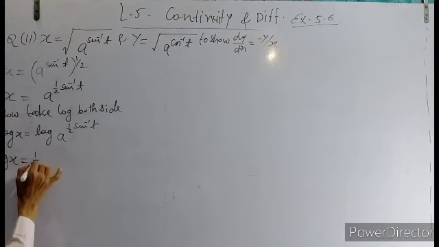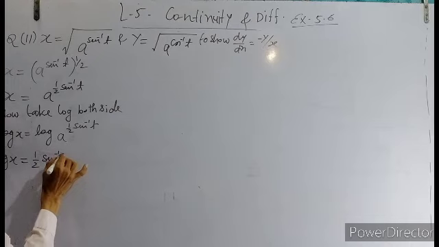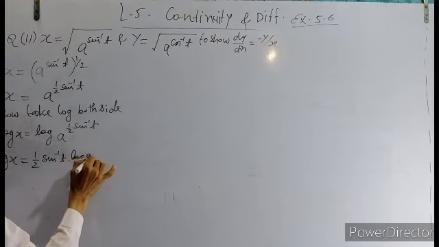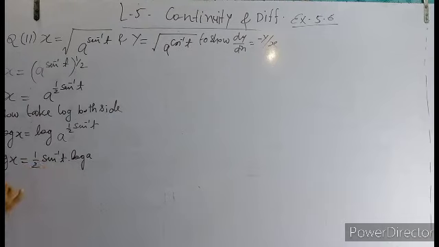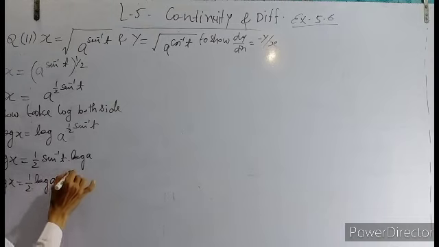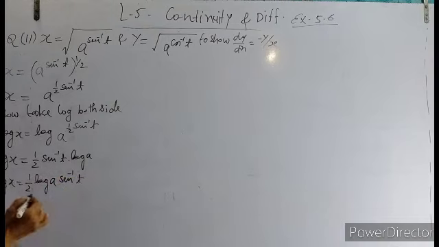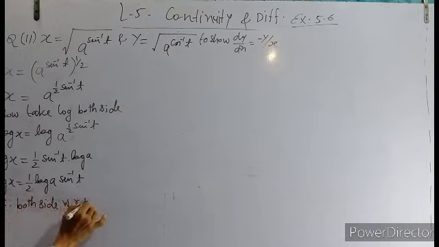Or you can simplify: log x equals 1 by 2 sin inverse t into log a. This term and this term are constant, so we arrange them on the same side: log x equals 1 by 2 log a sin inverse t. Now we have to differentiate with respect to t on both sides.